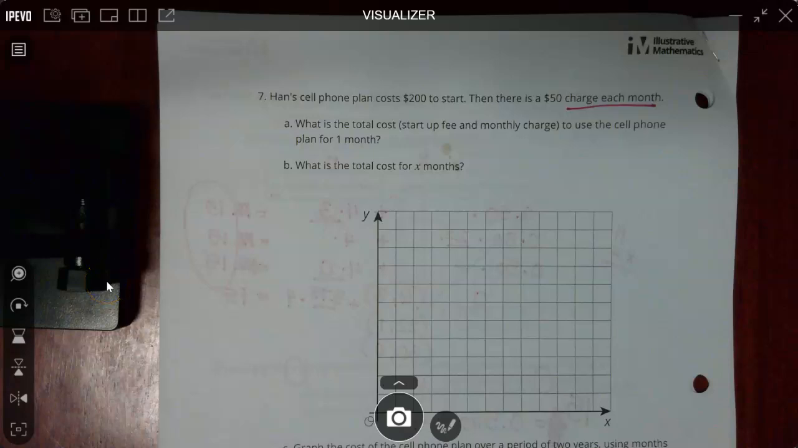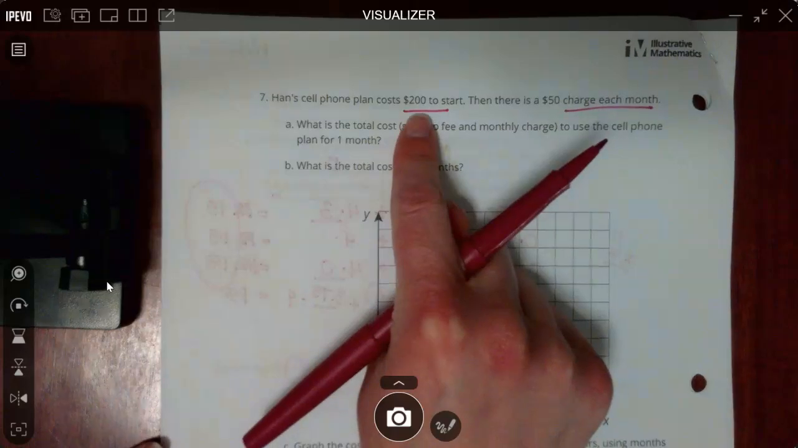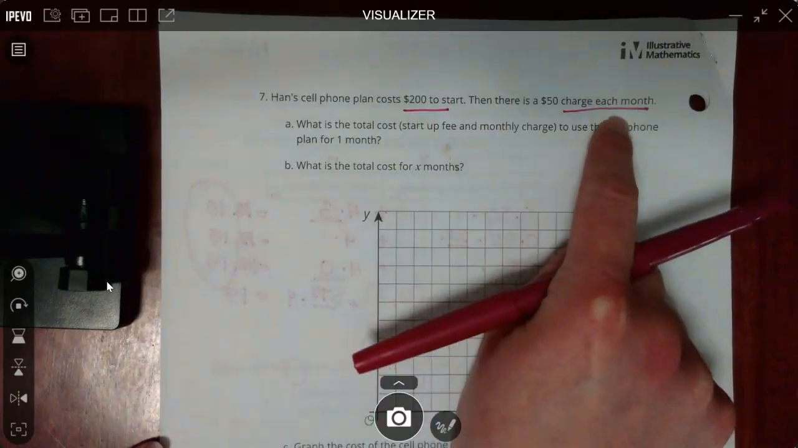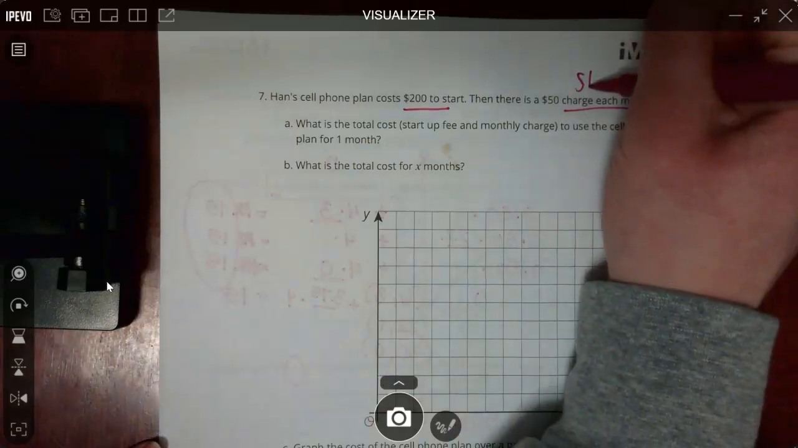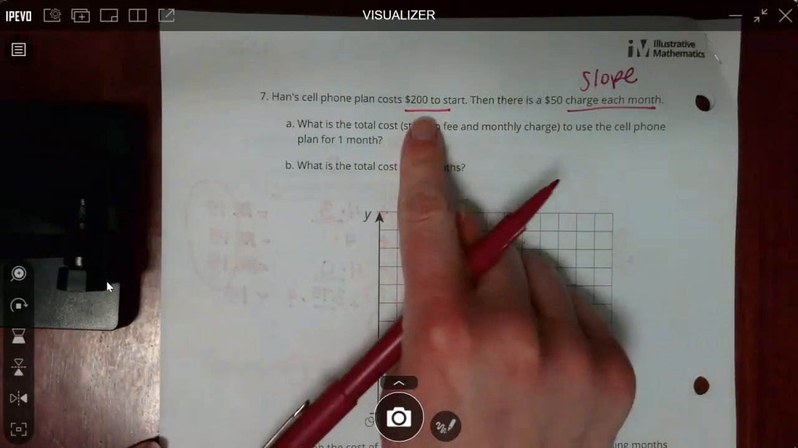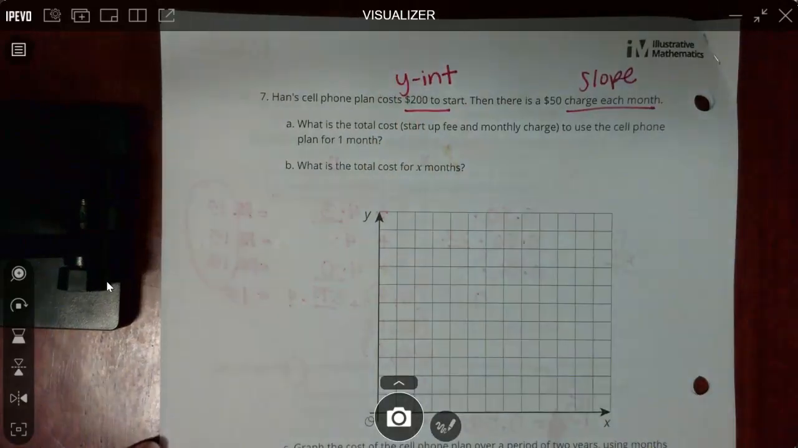Number 7. Han's cell phone plan costs $200 to start. Then there's a $50 charge each month. What is the total cost, startup fee, and monthly charge to use the cell phone plan for a month? All right. So these are my two pieces. I have a one-time fee and I have a monthly fee. So this is happening over and over and over again. So this is my slope. This is my y-intercept. It happens one time at the beginning.